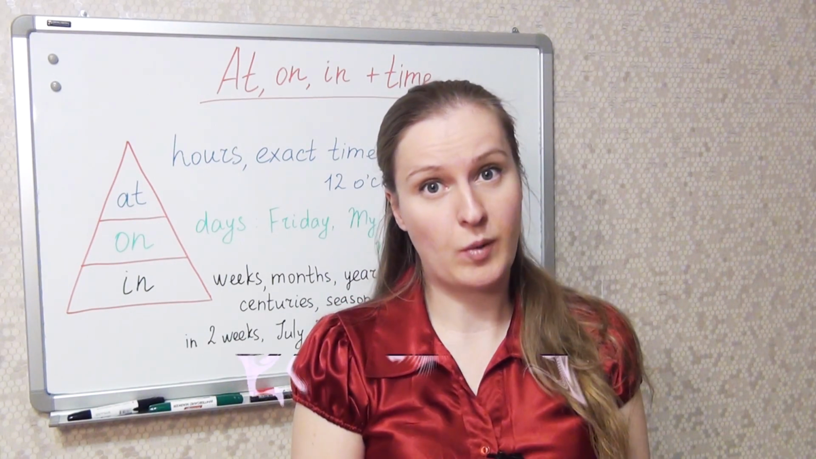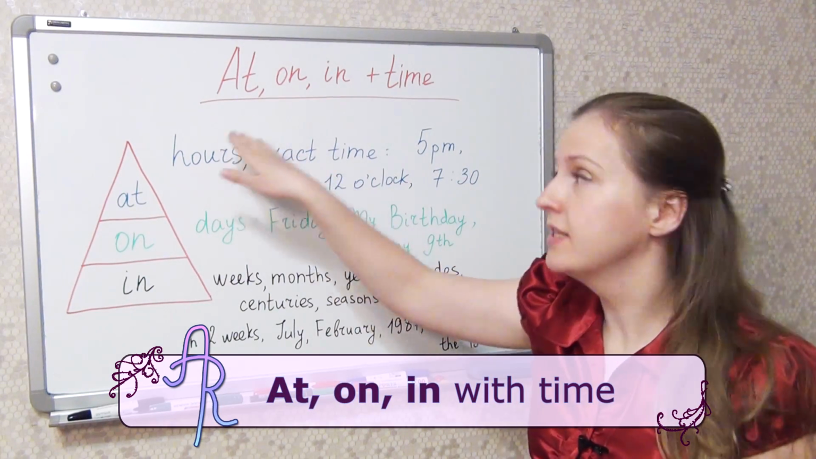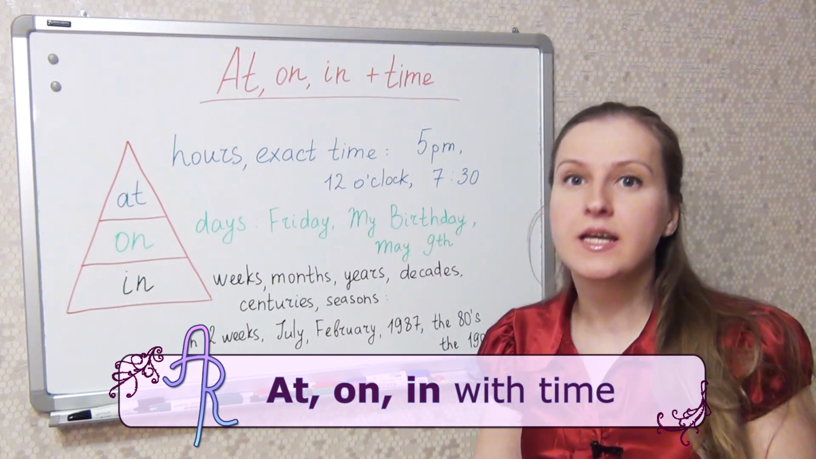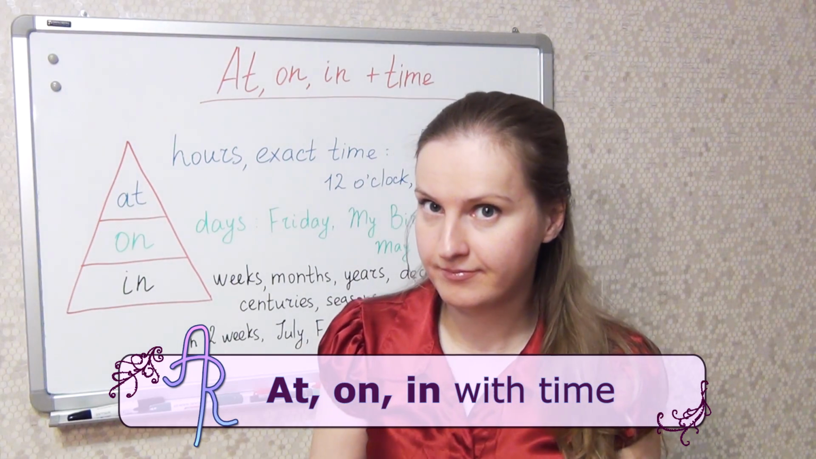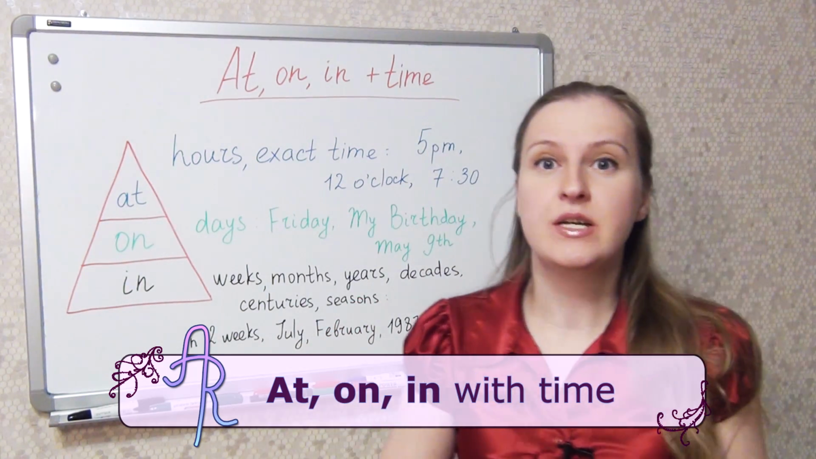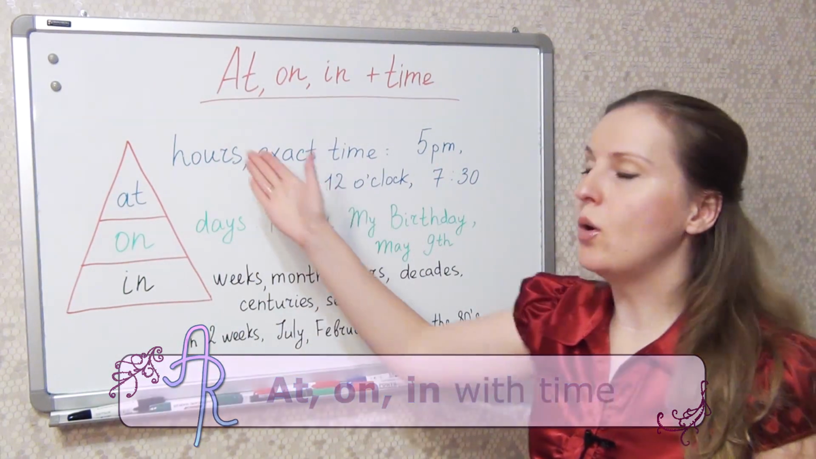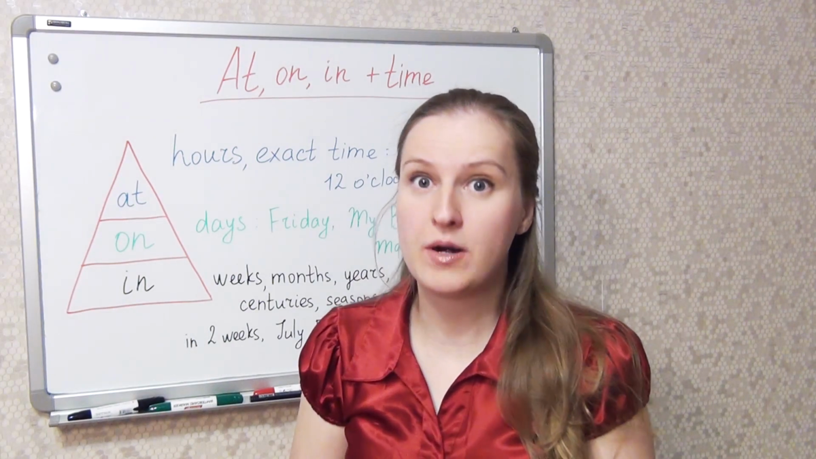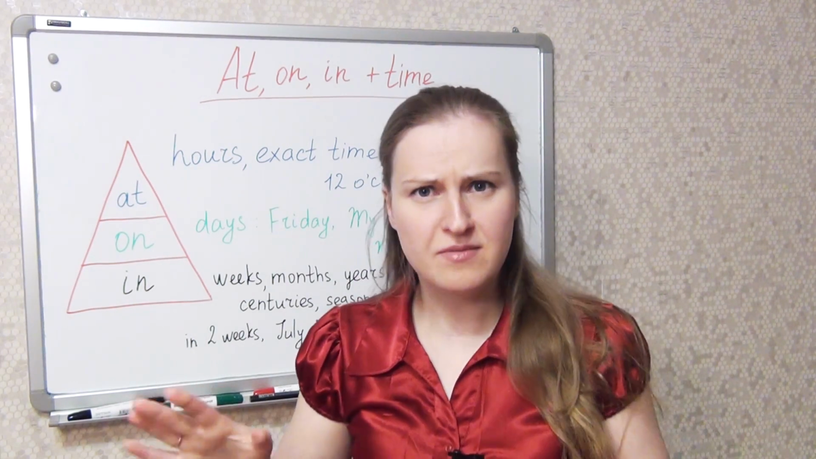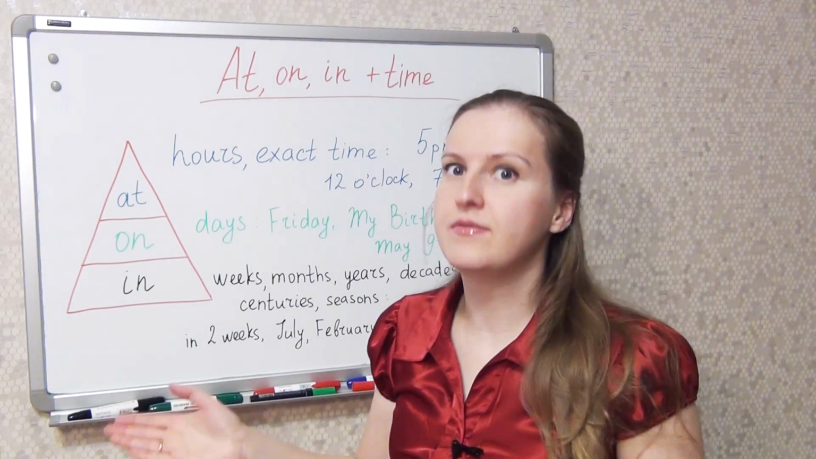My name is Antonia Romacher, and today we'll talk about the prepositions at, on, and in terms of time. Actually, to tell you the truth, there is a very good method to differentiate these prepositions. It is called a triangle method or a pyramid method. It doesn't matter how you call it, the logic is still the same, and it is very simple.